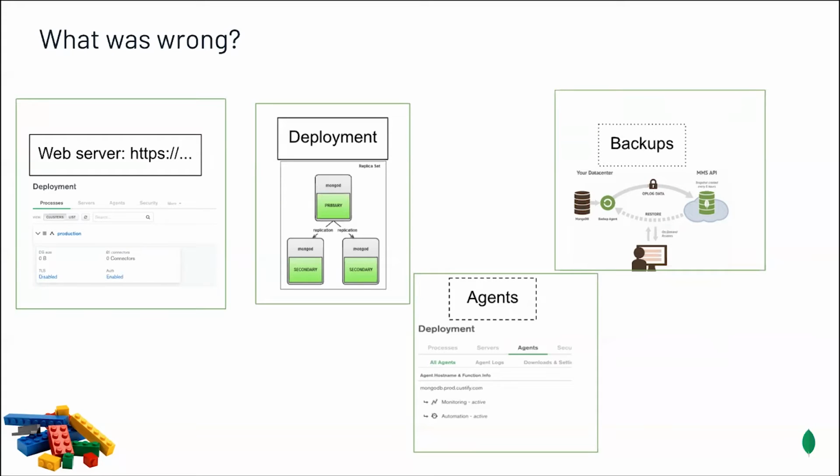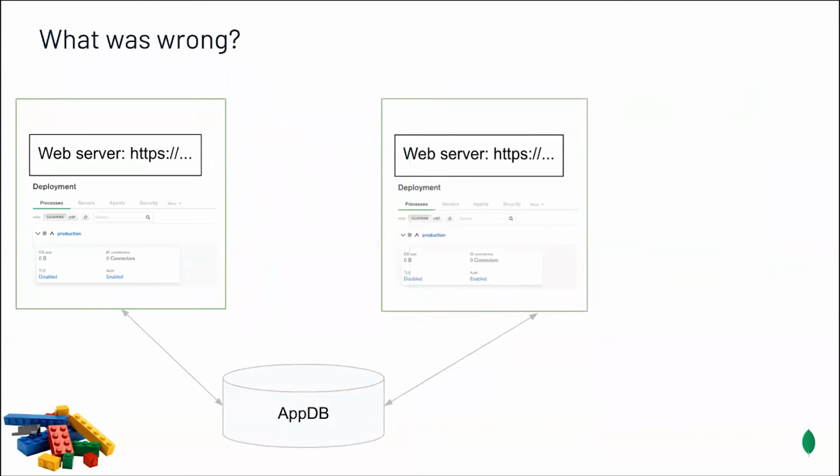So that was the original deployment. Everything worked, everything's functioning. Now we are adding another web server for high availability. Both of these web servers are supposed to connect to the same AppDB. And the AppDB, as we already said, is encrypted. And it's encrypted with the gen key from the original Ops Manager.